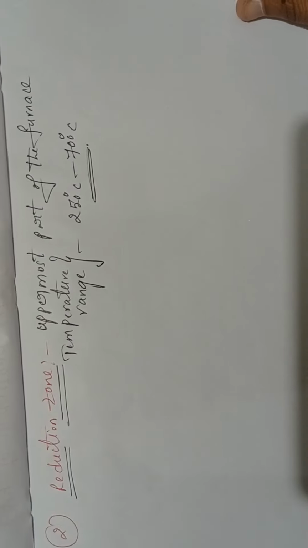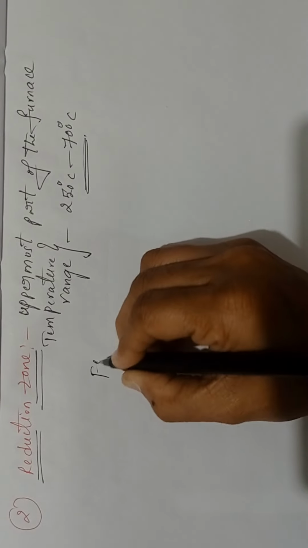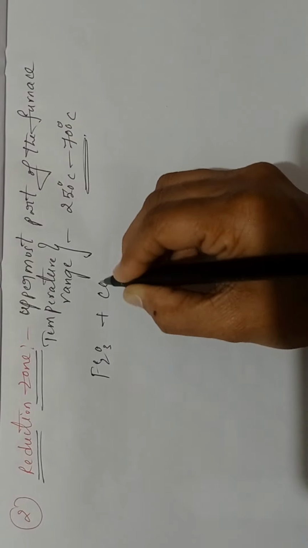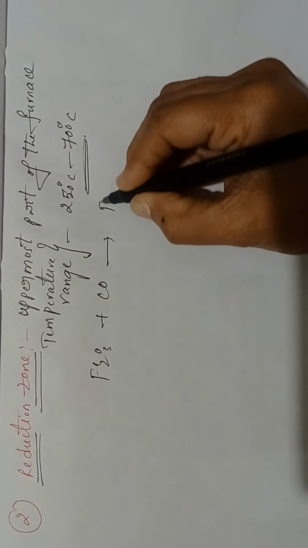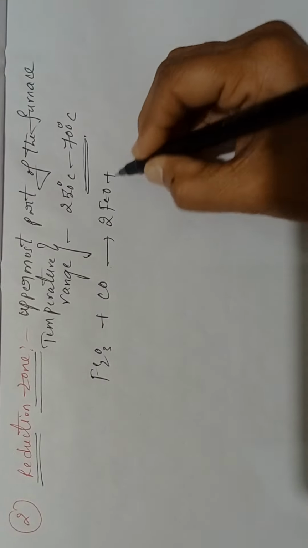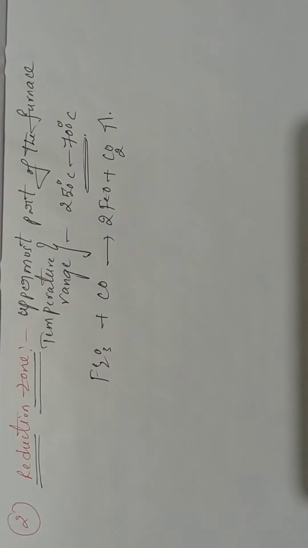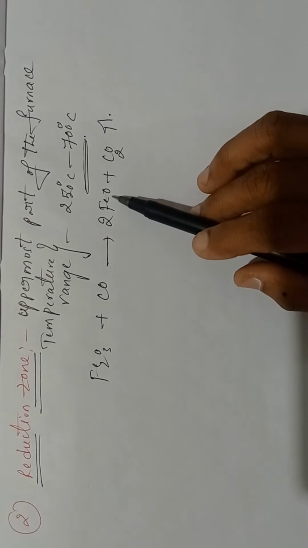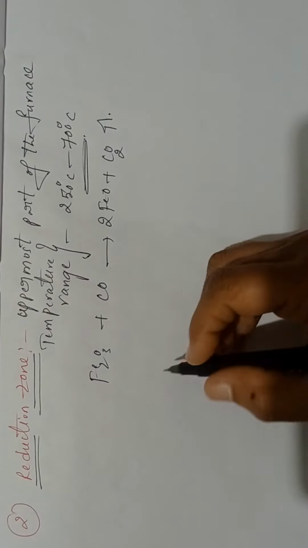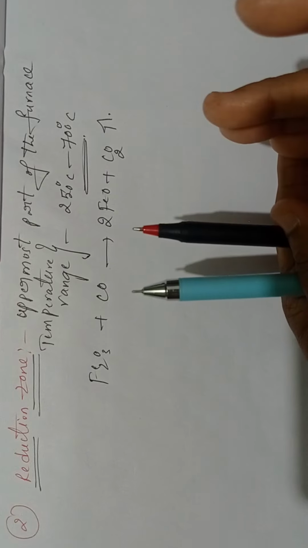Now see, students, what reactions are taking place here? Fe2O3 combined with CO produces 2 moles of FeO plus CO2 gas is released. Are you clear? So the equation is balanced. First ferric oxide is converted into ferrous oxide. Now in the reduction zone, iron metallic oxides are reduced to metal, students. Are you clear?